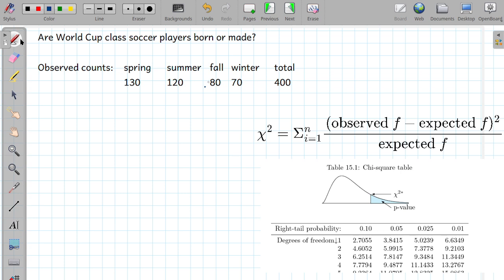Let's take a look at this question. We have observed counts for spring, summer, fall, and winter. The numbers I've listed here total to 400. So this is big N.